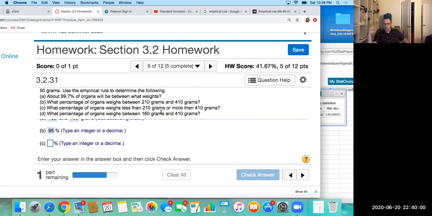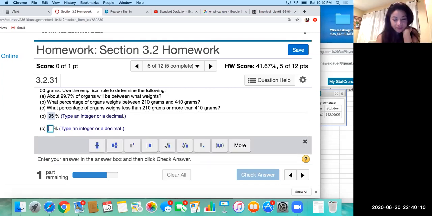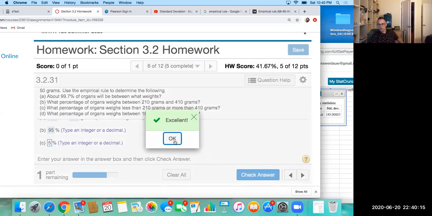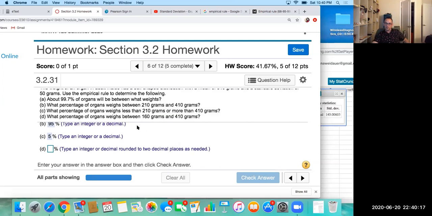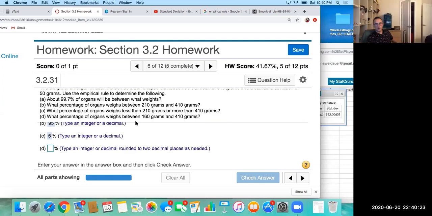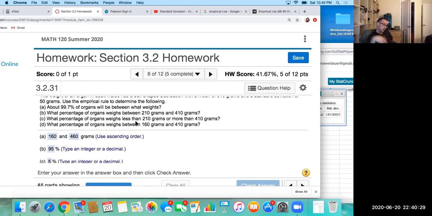Okay. Notice that it says less than 210 or more than 410. Did you see that? Yeah. So it's a tricky one. That would throw me off. It's a harder question. Between 160. And this is probably a tricky one. For this one, you'd have to draw it.